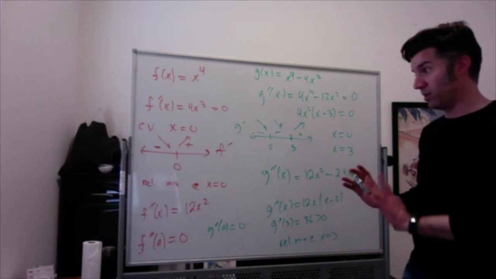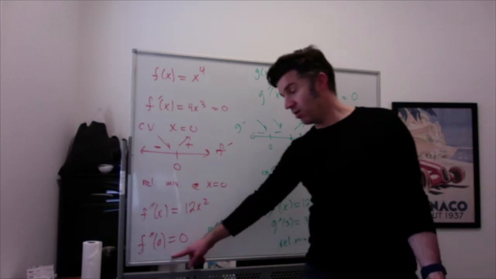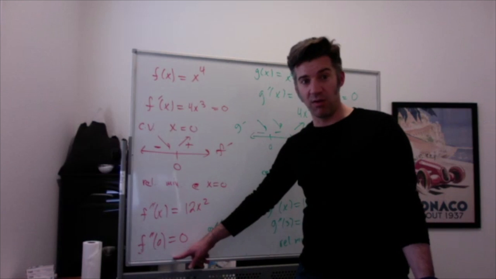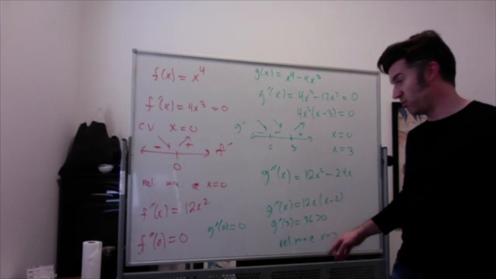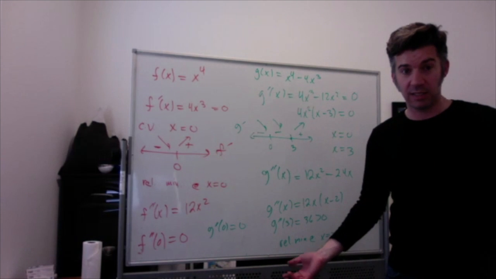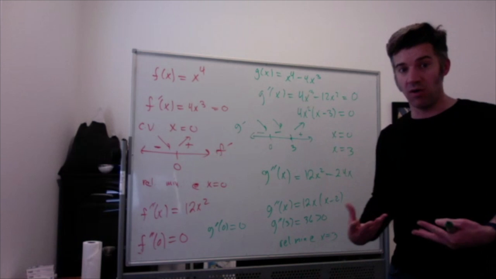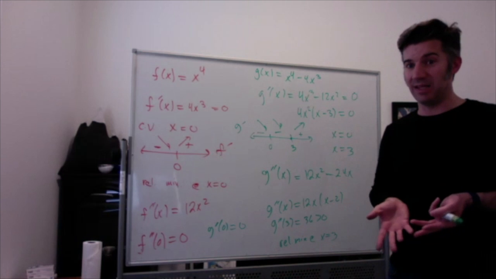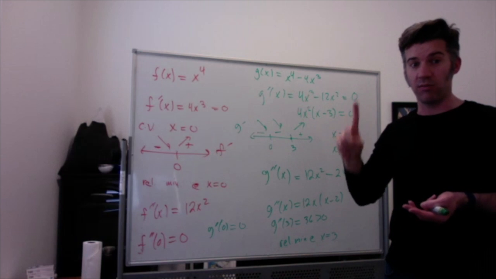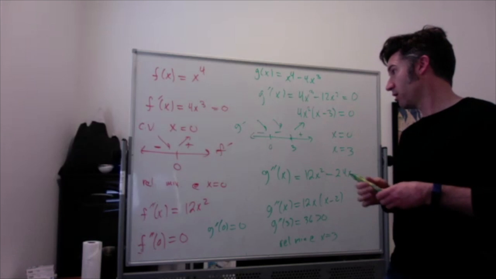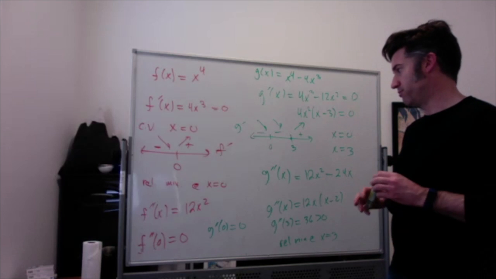So I really want to stress here, when the second derivative was 0, we got a relative minimum. Here, when the second derivative was 0, we got neither a min nor a max. So if the second derivative is 0, you can't use that to say anything about whether your critical value from the first derivative was a max or a min or neither.